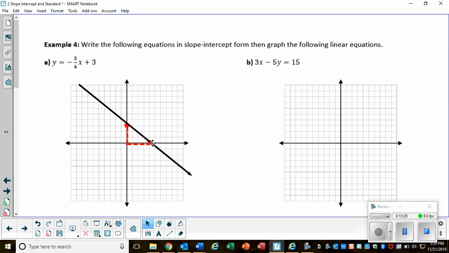Why is my graph so large? Anyway, and then that's my line. Okay? That's all I have to do.